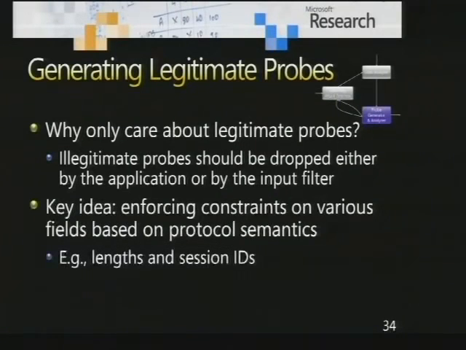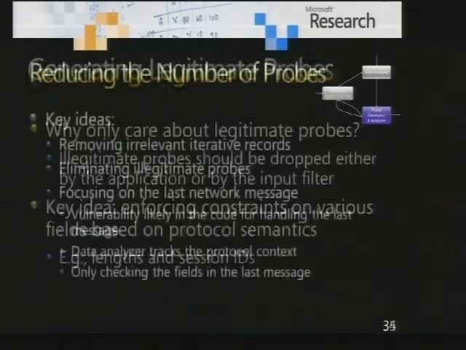The key idea for generating legitimate probes is to enforce constraints on various fields based on protocol semantics. For example, if you recall, in TUCNI we enforce constraints on the input, saying this is a checksum field. Every time I change certain fields the checksum depends on, we need to fix the checksum too. And also the length field, which specifies the size of the record sequence. We enforce these constraints so that we get legitimate probes.